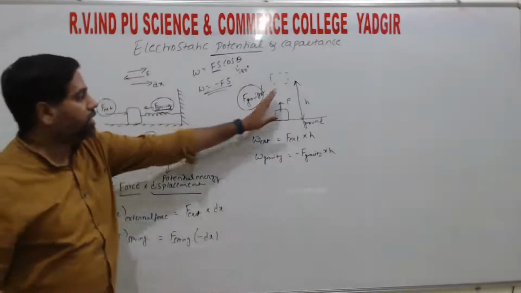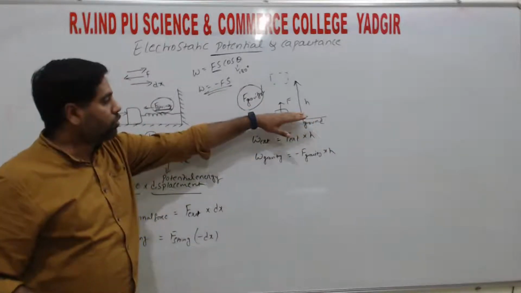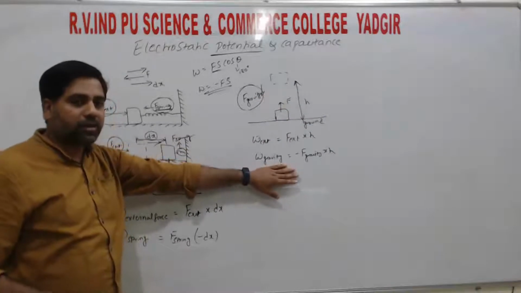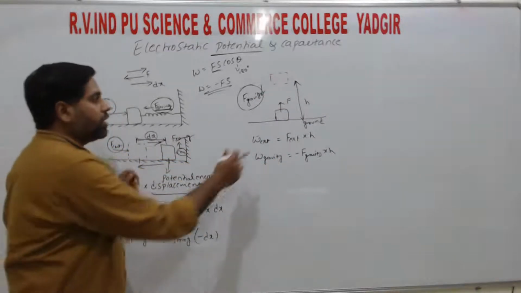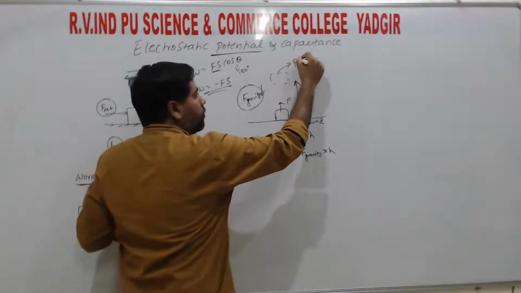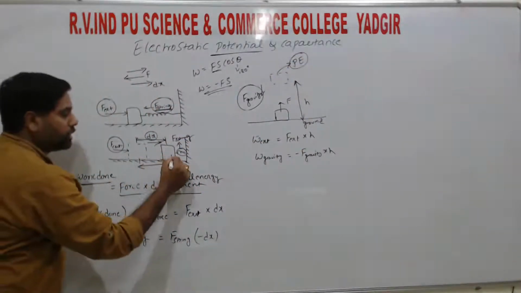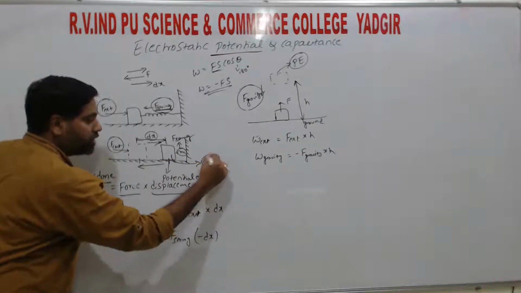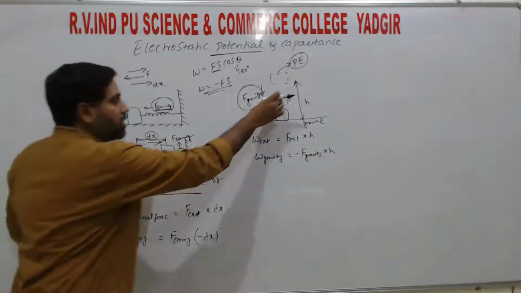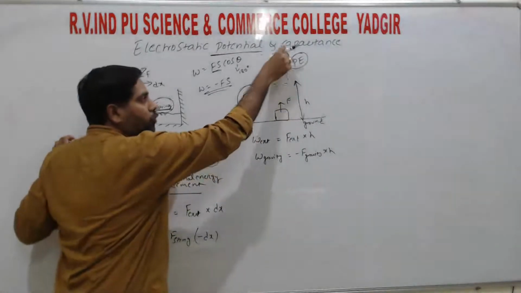So here also we are getting two work done. One is positive work done, another is negative work done, right? So here this is stored in the form of potential energy, right? So here also it's stored in the form of potential energy. When we remove the external force, here also we apply force.